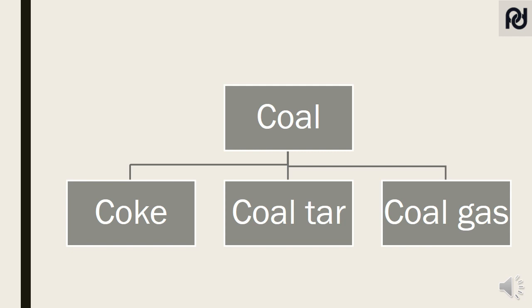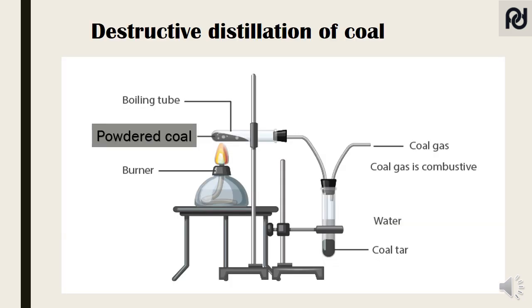Now when you process coal, it gets converted into coke, coal tar and coal gas. How? By the process of destructive distillation. What is destructive distillation? Let us have a look at it. So this is the setup of destructive distillation of coal.